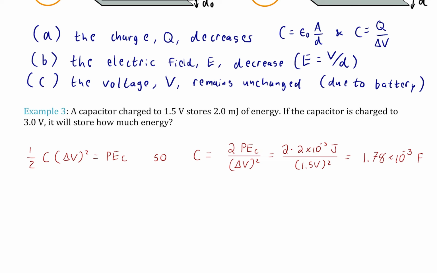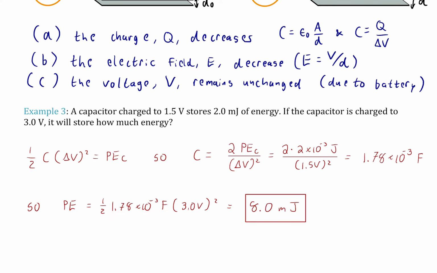So 1.78 millifarads. Okay, so then the potential energy, we needed that to actually ask the question, because then it says if the capacitor is charged to 3 volts, then how much energy is stored. Okay, well now we increase to 3 volts. We're going to take the capacitance, okay, and then find our new stored energy, 8 millijoules. So we went from storing 2 millijoules to 8 millijoules when we doubled the voltage.